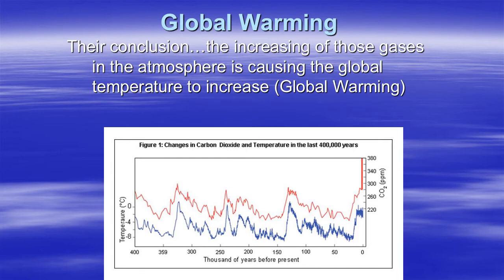So if you look at the temperature and you look at the carbon dioxide levels, as you can see, when carbon dioxide levels go up, temperature goes up. And this is what scares many scientists, because carbon dioxide levels are still going up. And so you can naturally conclude that if carbon dioxide continues to go up, then the temperature will go up as well.